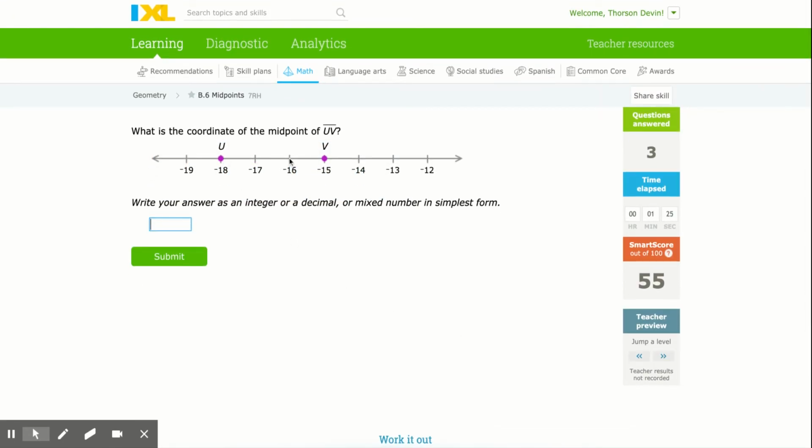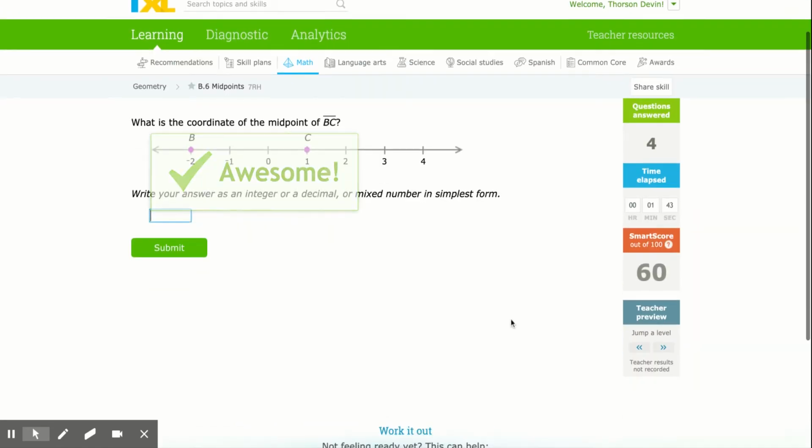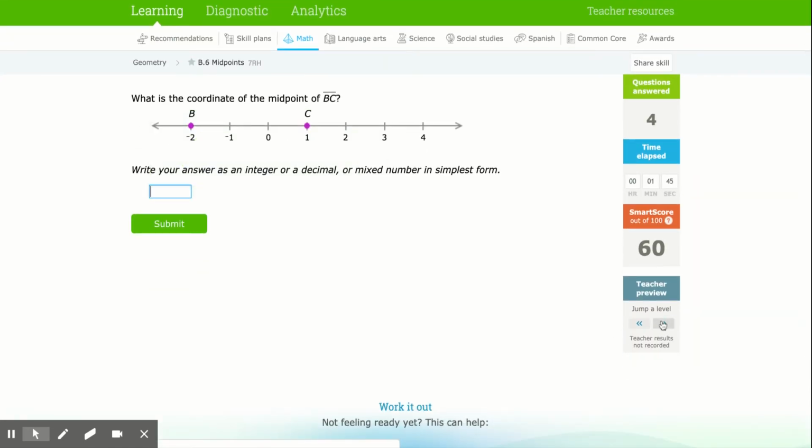And again, be careful with your negatives. It's not negative 17.5, it's negative 16.5 because you're going to the left, right? You're in between 16 and 17, not 17 and 18. Some of you will make a simple mistake there and try to go up from 17, but it's actually down from 17. So be careful with your negatives.